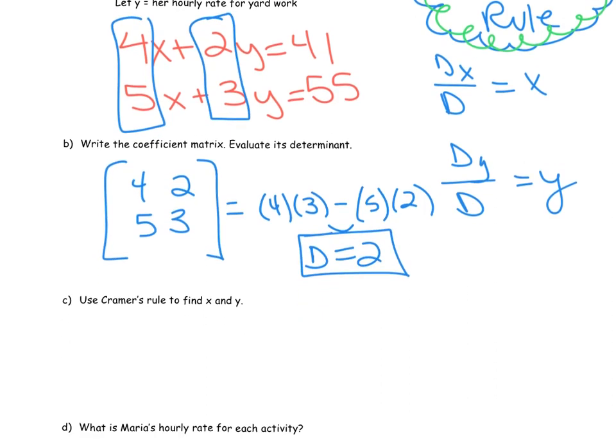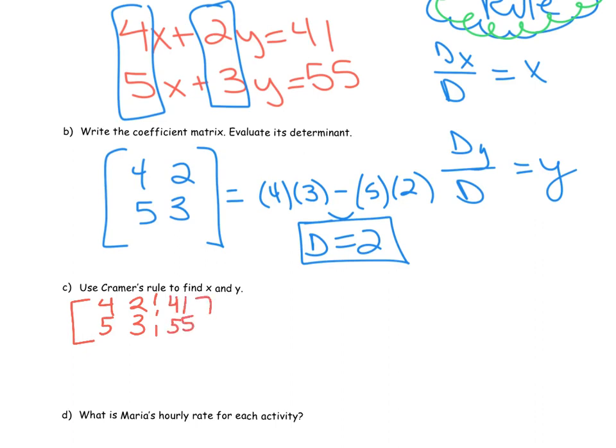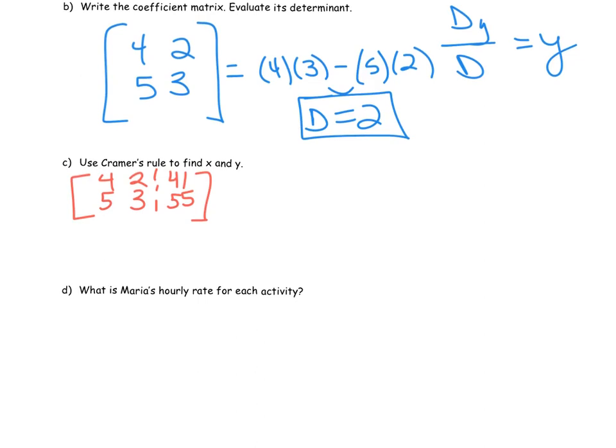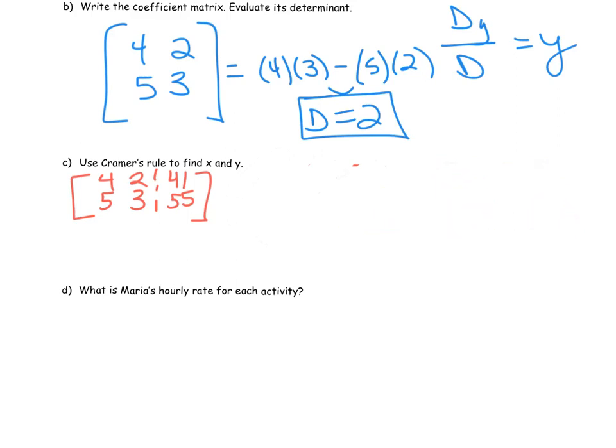All right, we're going to use Cramer's rule now to find x and y. So let's write out the augmented matrix now. The augmented matrix was 4, 5, 2, 3, 41, and 55. All right, so let's come up with dx over d to get x and dy over d to get y. That's the goal. Okay, so let's actually start off with finding dx. So I'm just going to erase this, but keep in mind that's our goal. All right, we already know d.